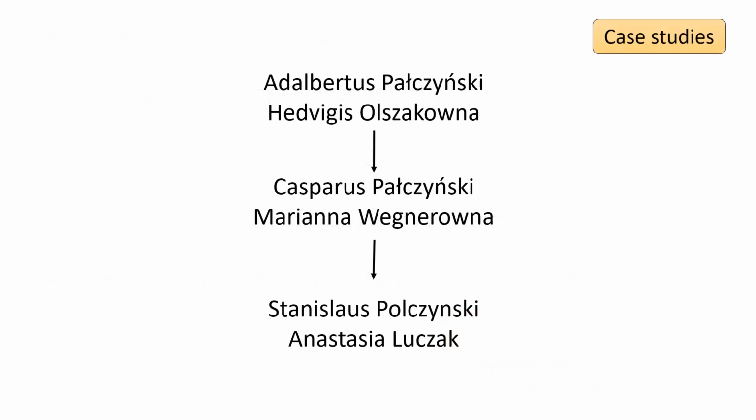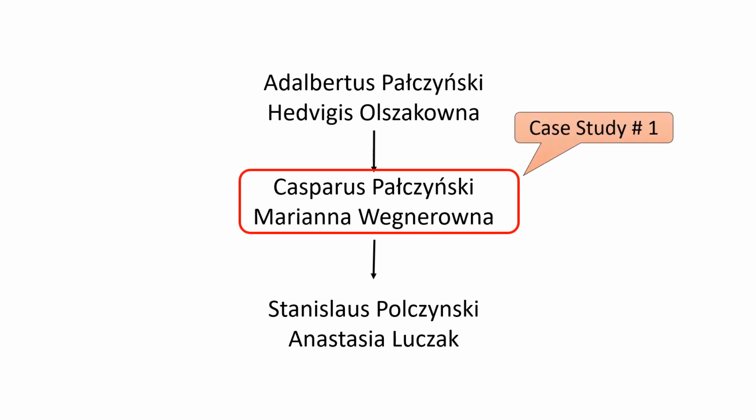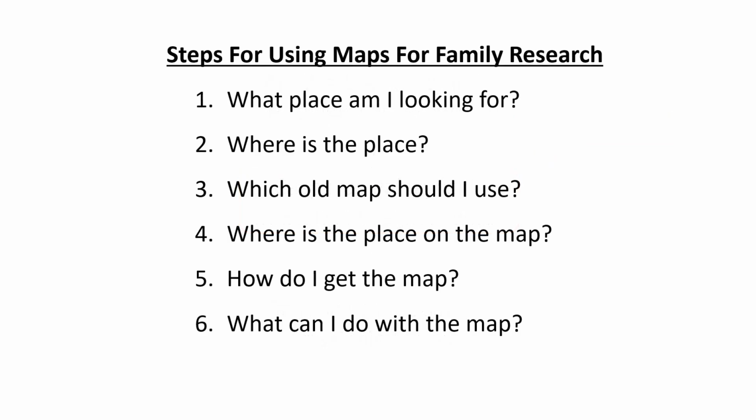And as with part 1, we will use case studies for this family tree to demonstrate the use of the tools covered in this video. For case study 1, we will focus on Kasparas Pałczyński and Mariana Wegnerovna. So with no further ado, let's start working through the 6-step process by identifying the first place that we will be looking for.